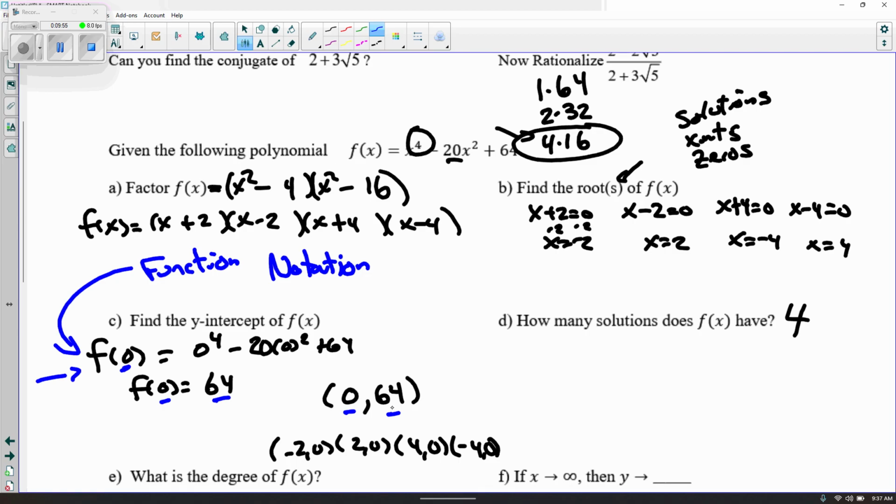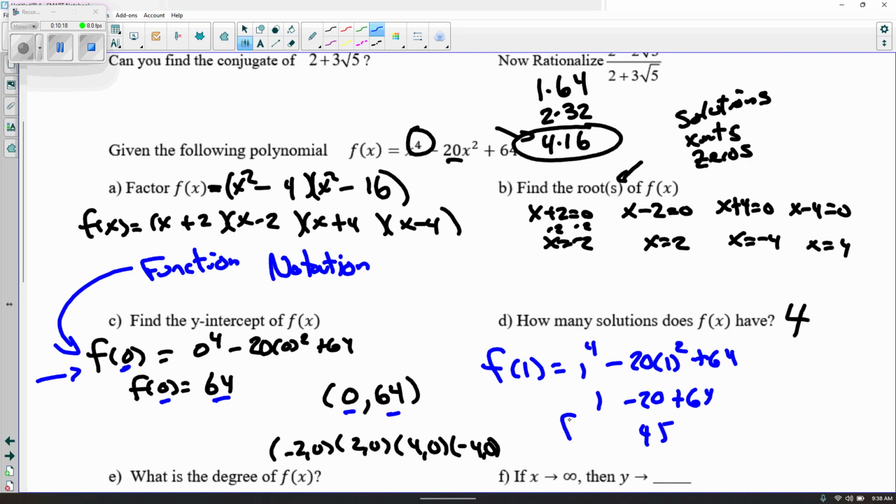Okay? So if I want to do like f of 1, then I would plug in 1, and you could plug that in and you can actually get an output, right? So that would give me minus 20 plus 64 and a 1 right here. That gives me positive 45. So f of 1 is equal to 45. So (1, 45) would actually be a point on this graph. Okay.